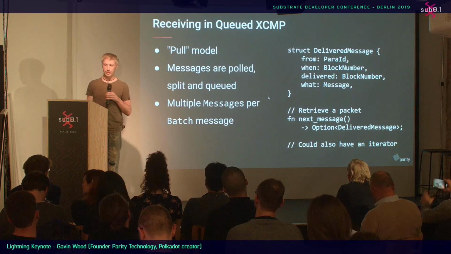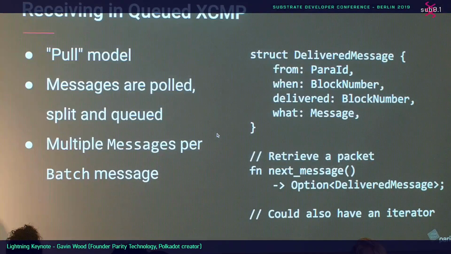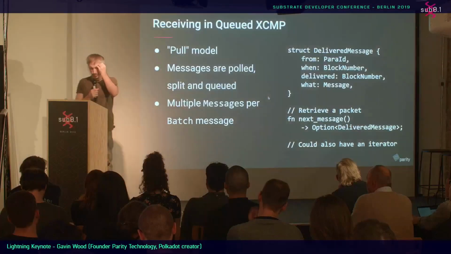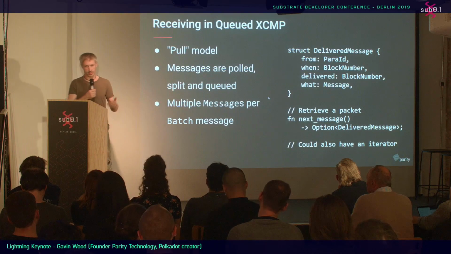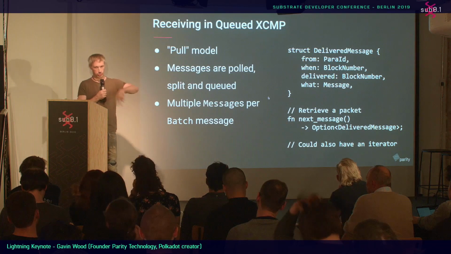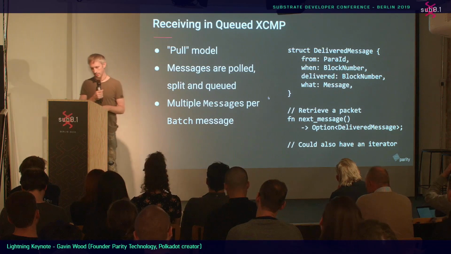In terms of receiving messages, we've now moved from a push model to a pull model. Basically, all that means is that the code inside this pallet that you're going to be using will look after all of the painful buffering and queuing. All you need to do is call this next message function, maybe an iterator, and it gives you the message, or none if there are no messages that need to be serviced. And then it's up to the parachain or parathread to make sure that next message is called enough just to keep the thing moving.